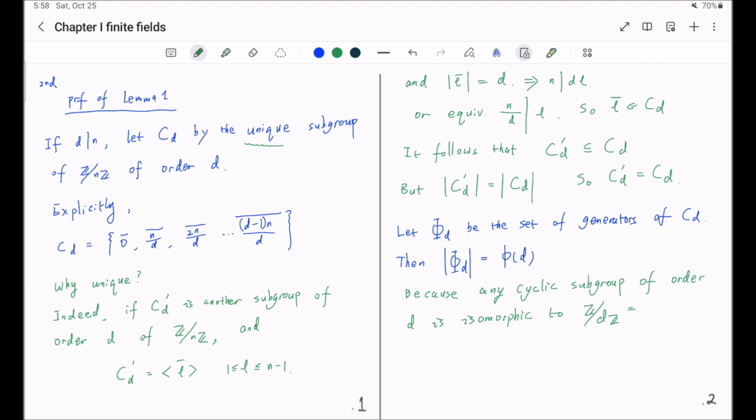And we can always represent Z mod dZ by 0 bar, 1 bar through d minus 1 bar. And from here, it's clear that the number of generators in this cyclic subgroup of order d must be precisely phi of d, namely the number of elements whose represented integer is coprime to d. This is a very basic fact from abstract algebra. This explains this identity.